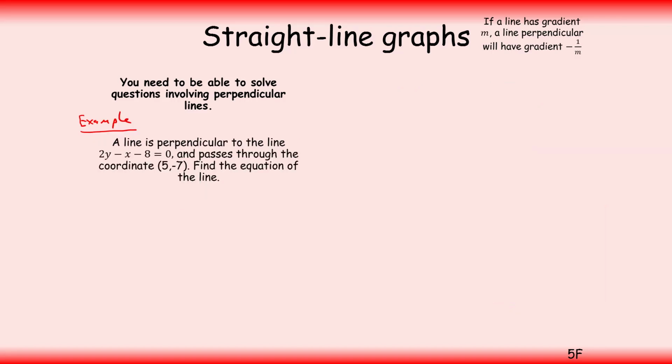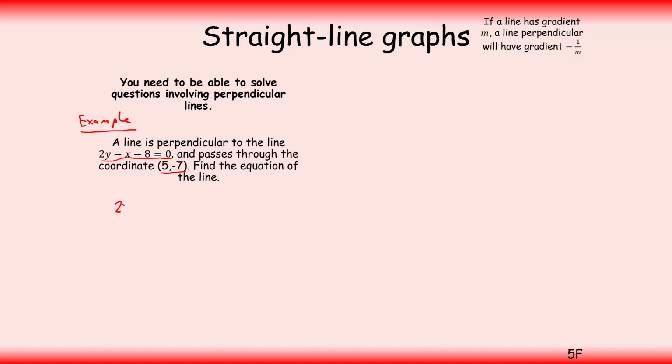Okay, in this example, we've got a line perpendicular to the line 2y minus x minus 8 equals 0, passing through coordinates 5, minus 7. Find the equation of the line. So we're going to find the equation of a line that passes through this point, 5, minus 7, passes through there, and is perpendicular to this line. So if we find the gradient of this line, then we can also find the gradient of its perpendicular.